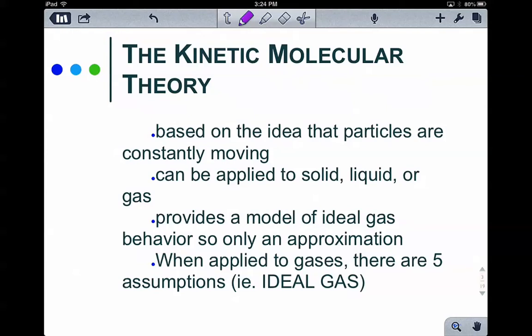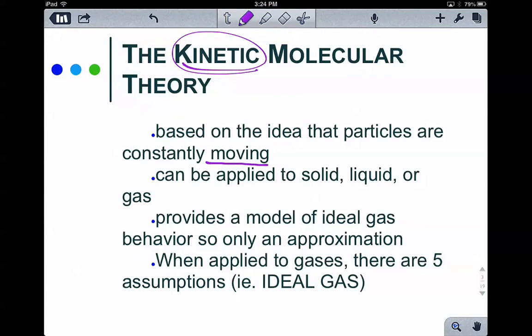The kinetic molecular theory is based on the idea that all particles are constantly moving. That's what the word kinetic means, movement. And it can be applied to a solid, a liquid, or a gas. But in this case, we're mostly focusing on gases, because there are 5 points to the kinetic molecular theory that we use to assume the behavior of all gases.